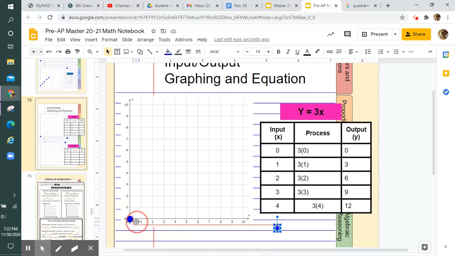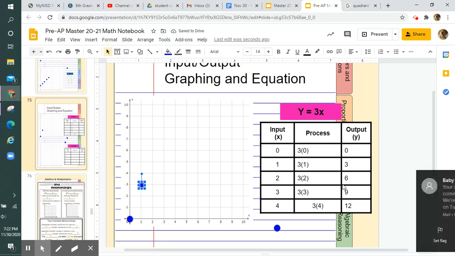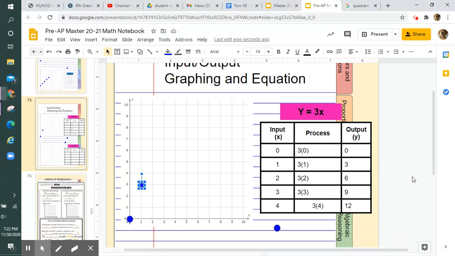So we're going to start at 0, go to 1, and then go up to 3. So 1, 3. The next one is x is 2 and y is 6. So we're going to start at 0 and go to 2. Then we're going to go up to 6. Okay, the next one is x is 3 and y is 9. So we're going to go to 3 on the bottom, and then all the way up to 9 at the top.